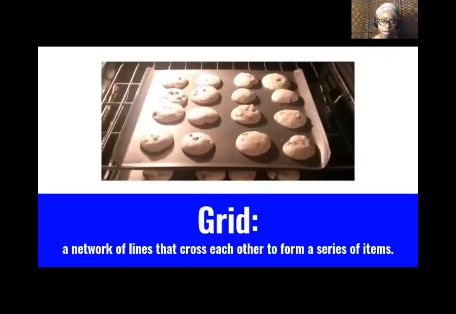All right, now we're talking about grids. What is a grid? A grid is a network of lines that cross each other to form a series of items. All right, so I got part of this definition from Google, and it said that you're going to form a series of squares and or rectangles, but you're not always going to form a series of squares and rectangles. As you see, we're forming a series of cookies, or you can form a series of books or a series of horses or whatever you want to form based on how you line them up.